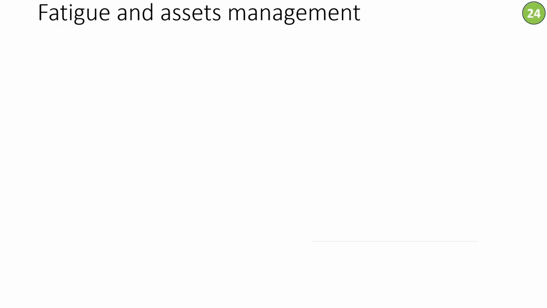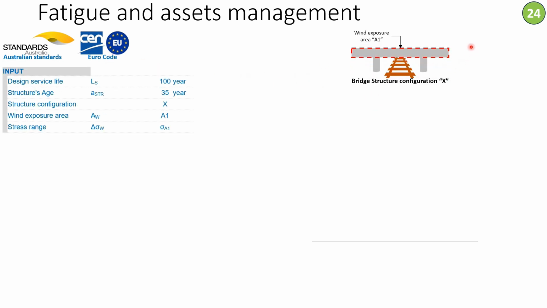Here we are going to use a real life example to explain how we can use Miner's rule to calculate the remaining useful life of a structure based on the Eurocode and Australian code. We will go for a pedestrian bridge. Our example is an existing pedestrian bridge over a rail corridor that was meant to be designed for 100 years service life. The age of the structure is 35 years.